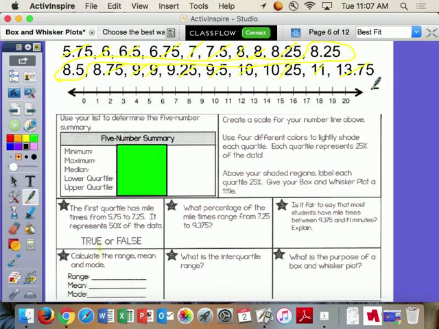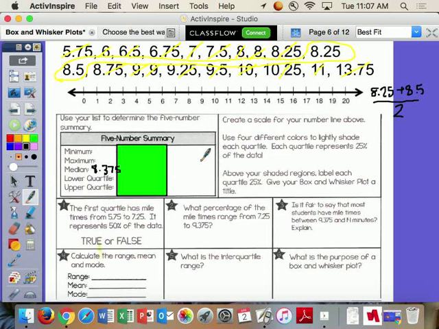So I'm going to take 8 1/4. I'm going to add it to 8.5. And I'm going to divide that answer by 2. When you do that, you should get 8.375.